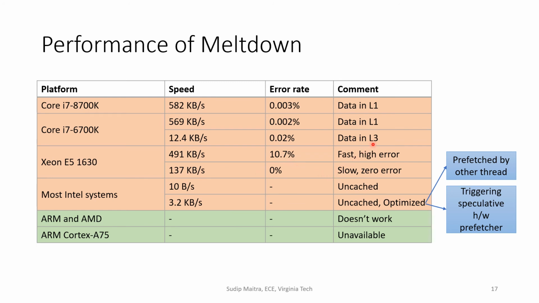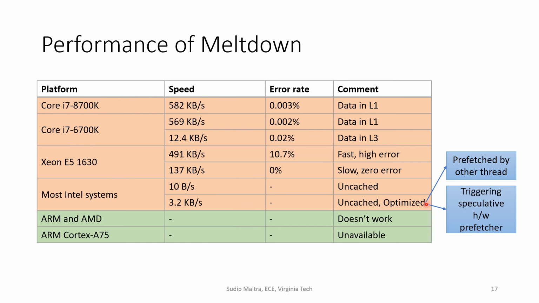In case your data is in L3 cache, the speed is much lower. And if it's uncached, then it's much lower still. As you can see, it's 10 bytes per second. But with some optimization, you can improve the performance.